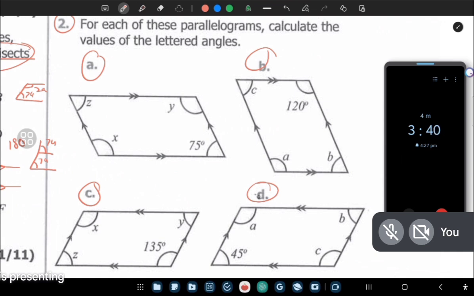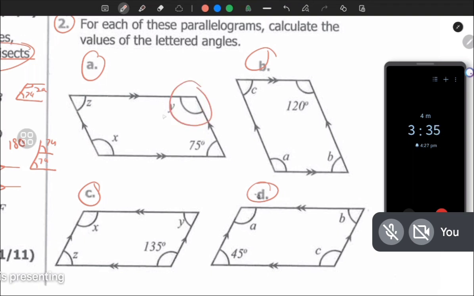One thing I forgot to mention in parallelograms is opposite angles. Like so, this one and this one, they'll be equal.